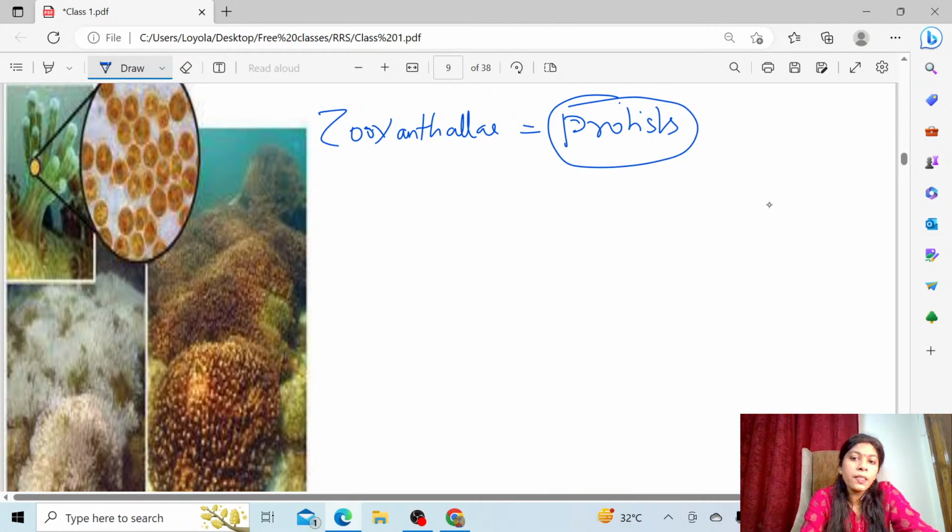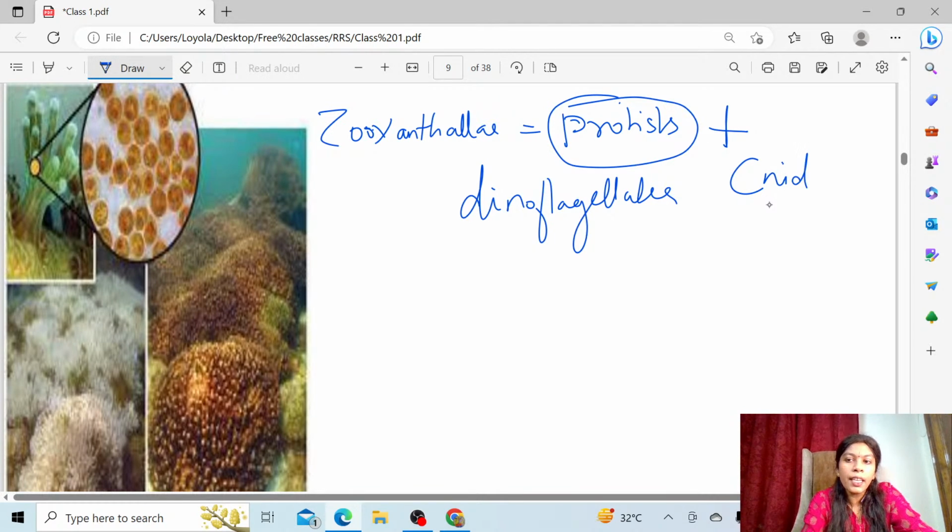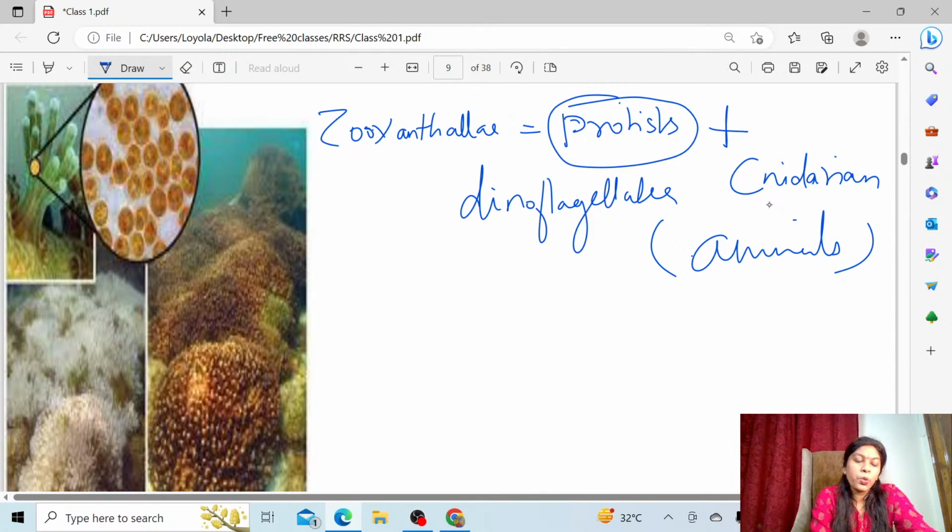So what happens? This protist, especially the dinoflagellate, will live inside the tissues of cnidarians. Cnidarian is an animal. Coral polyps, like this, all will come under cnidarians. So they are animals, and the animals and the protist come into association. Here, the dinoflagellate is autotrophic in nature. They will prepare the food. The animals will give a place for them to stay.